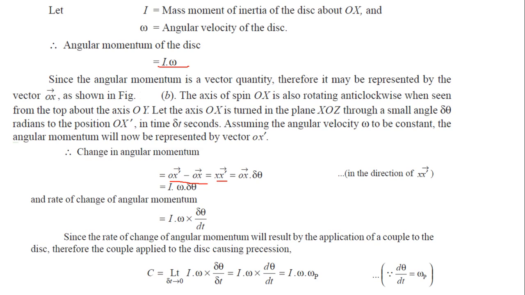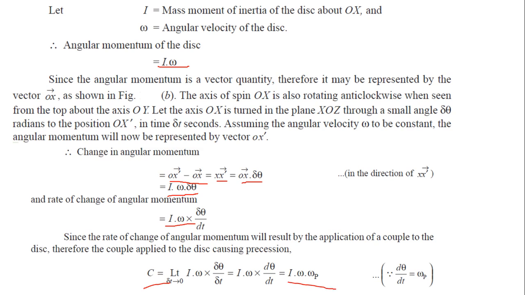That can be represented by OX vector into del theta. So that becomes I omega into del theta. And you know that the rate of change of angular momentum can be represented by I omega into del theta by dt. So finally, the change of angular momentum, the gyroscopic couple, can be considered as I omega omega p.